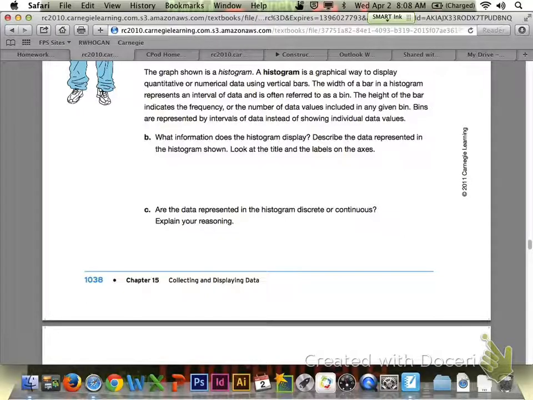So just make sure that you understand that a histogram, again, is another graphical way to display quantitative or numerical data using vertical bars. I think that probably the most important sentence in this paragraph is going to be the last one. Okay? The biggest difference between a bar graph that we've done already and a histogram is that we use bins instead of bars in a histogram, and we are using intervals instead of individual data values. So just make sure that that is something that you remember as far as understanding the difference between a bar graph and a histogram. What I would like you to do then with your group members is answer letter B and letter C.